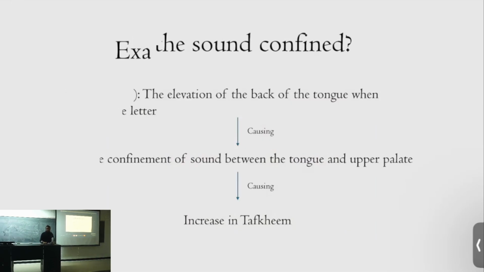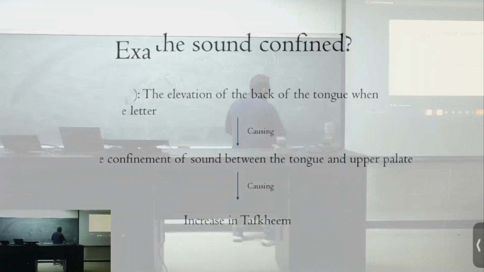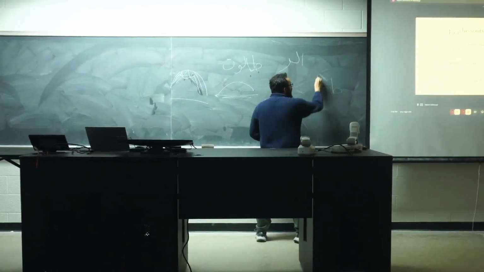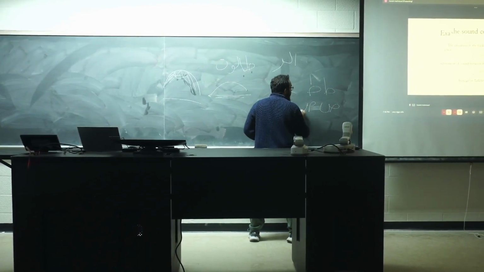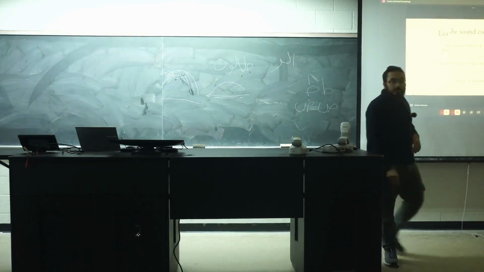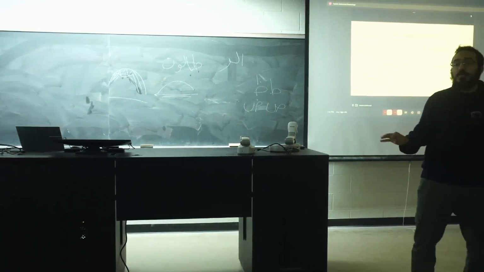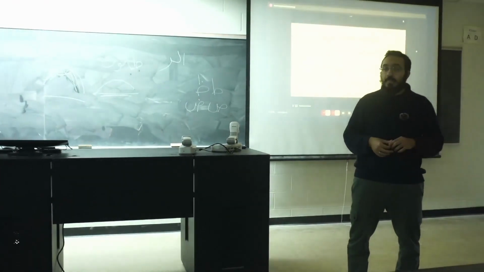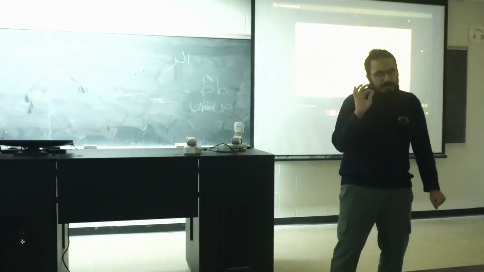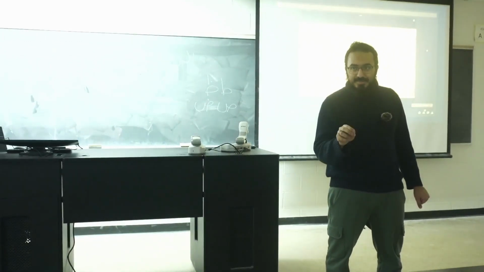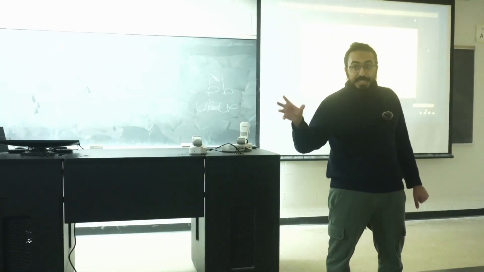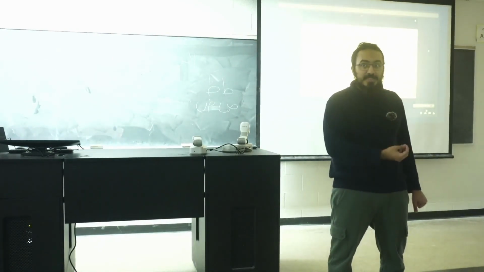Okay, what are the letters of itbaq? The letters of itbaq are 4 letters: ta, dha, sad, dad. Okay? These are the 4 letters of itbaq. Now, if you really think about it, we have heavy letters that have adhesion and heavy letters that don't have adhesion. Right?